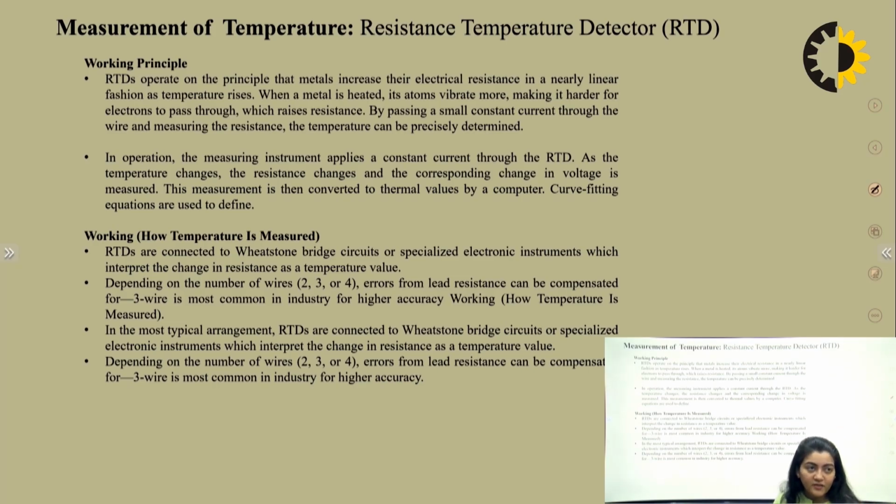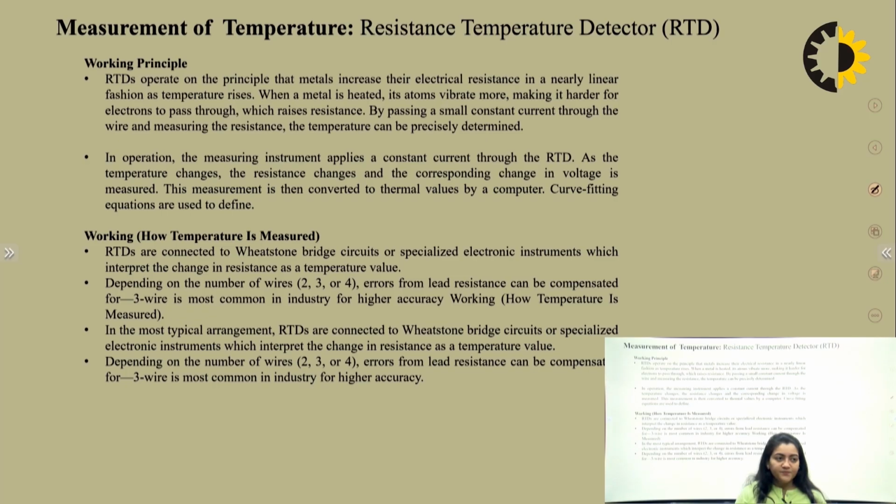Now, what is the working principle? I already told you. RTDs operate on the principle that metals increase their electrical resistance in a nearly linear fashion as the temperature rises. When metal is heated, its atoms vibrate more, making it harder for the electrons to pass through, which raises the resistance. By passing a small constant current through the wire and measuring the resistance, the temperature can be precisely determined. In operation, the measuring instrument applies a constant current through the RTD. As the temperature changes, the resistance changes, and the corresponding change in voltage is measured. This measurement is then converted to thermal values by the computer. Curve fitting equations are used to define it.